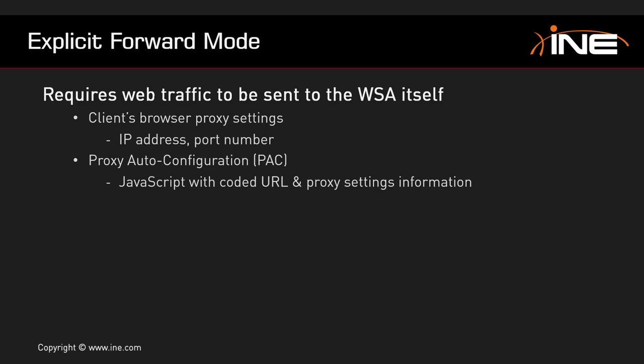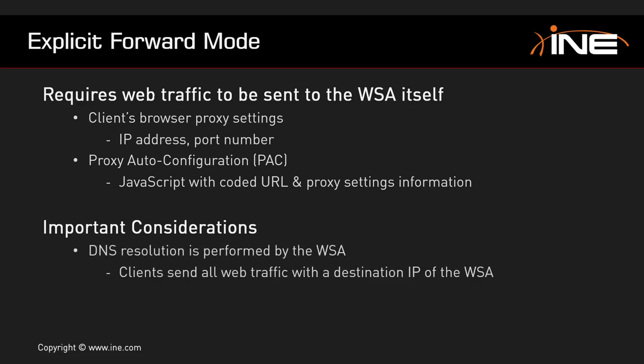And the PAC file itself can be distributed in several ways. You can either push it in your Windows group policy as part of the policy config, or maybe you can deliver the information about the file using DNS or DHCP. So this is more of an automated method of telling the client's browser what WSA to use. So these two options, this is how we will force the client's browser to send packets to the proxy instead of to the final destination. And now this has some important implications.